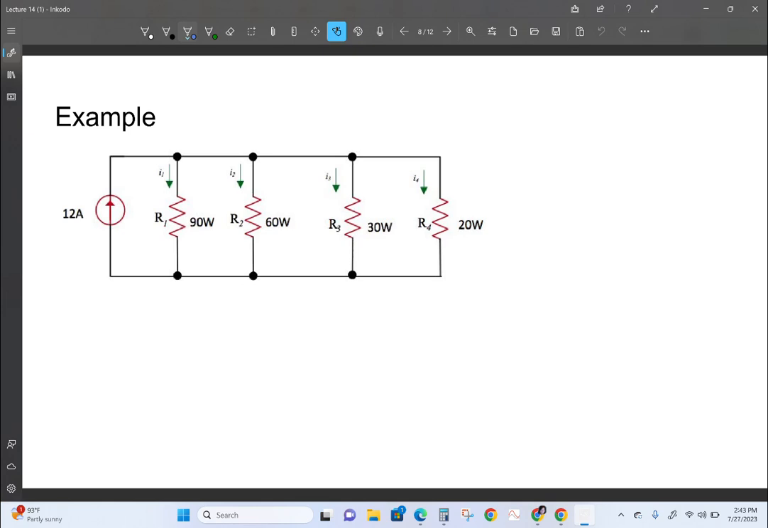So let's say that we know that we have 12 amps of current. So this is our current, I. It's equal to 12 amps. And it's going to break up into 1, 2, 3, 4 currents. So 12 amps is equal to I1 plus I2 plus I3 plus I4. Let's figure out what all of these are.